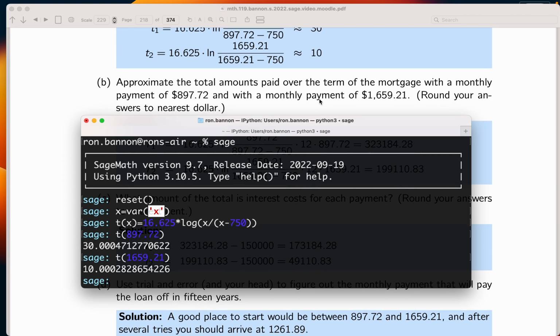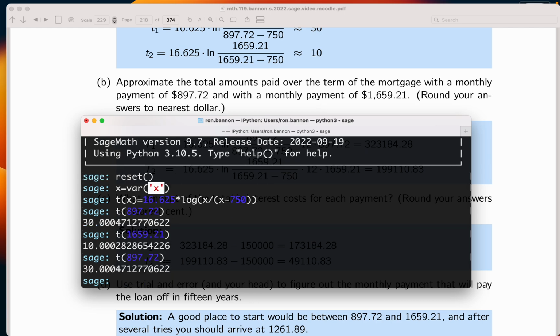Approximate the total amount paid over the term of the mortgage with monthly payments of $897.72. All right, so this is a little more complicated because some people said, what does that mean? Well, I know how long it's going to take. It's going to take that number of years. Now, of course, I want to find out how many months that is because I'm paying monthly payments, right? So I'm going to take that number. Underscore is basically the output from the prior input. Star, that's 12, right?